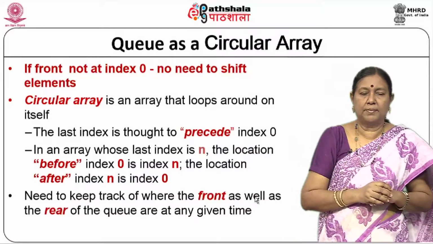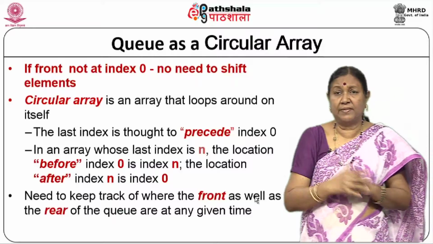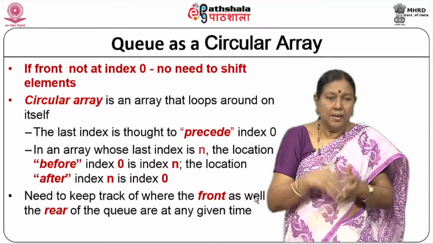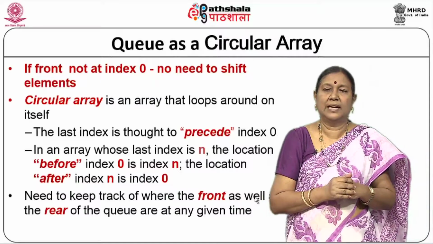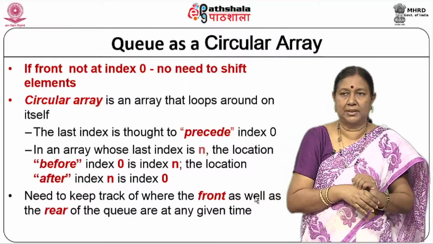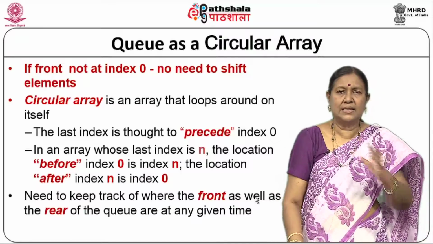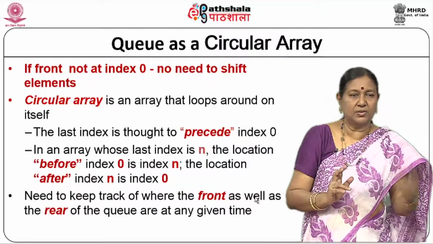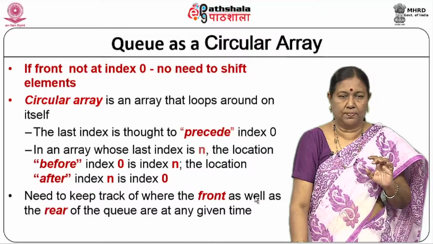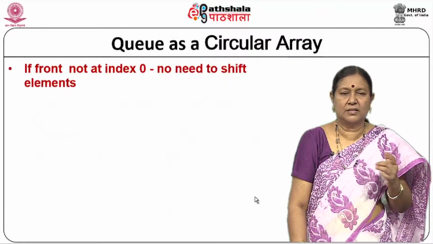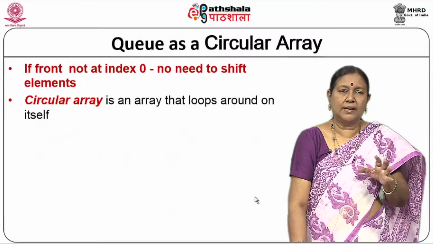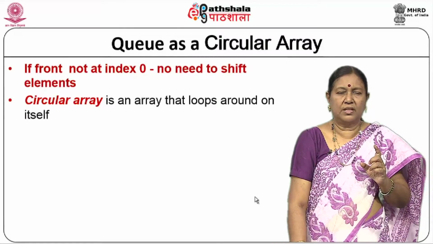But here the problem is, in the previous case front was always pointing to 0, but here we need to keep track of where the front as well as the rear of the queue is at any given time. So, that is the only problem here. Previously we had to keep track of rear, front was always at 0, now that is no longer true. So, if front is not at index 0, there is no need to shift elements. A circular array is an array that loops around, that we have already seen.